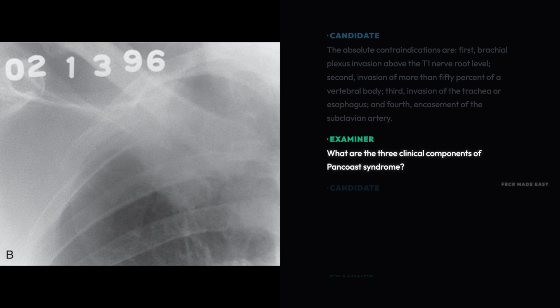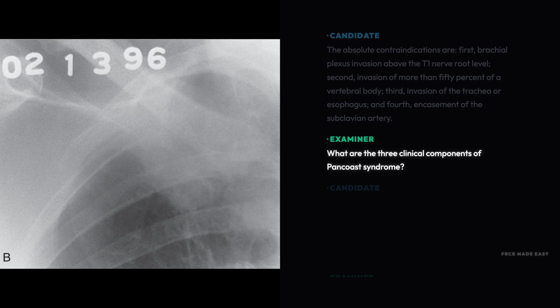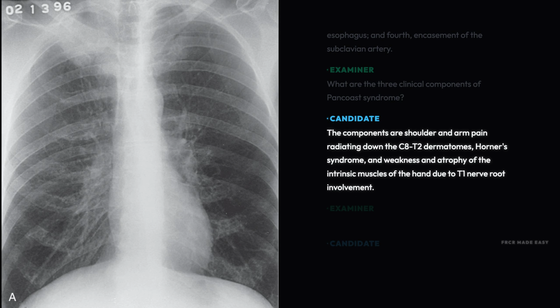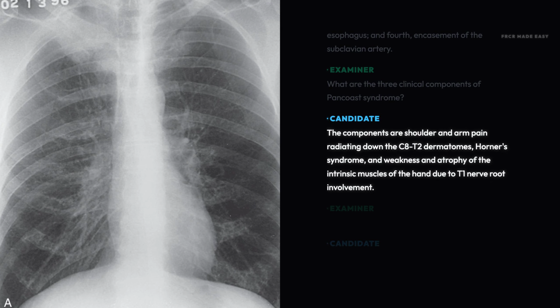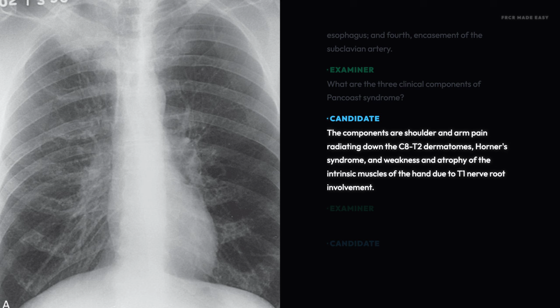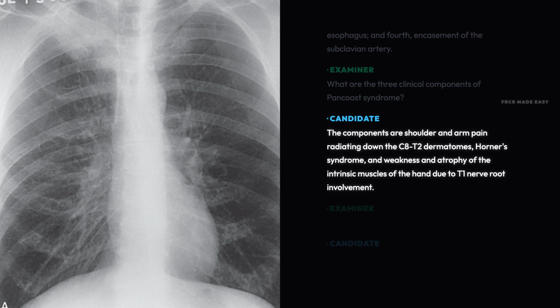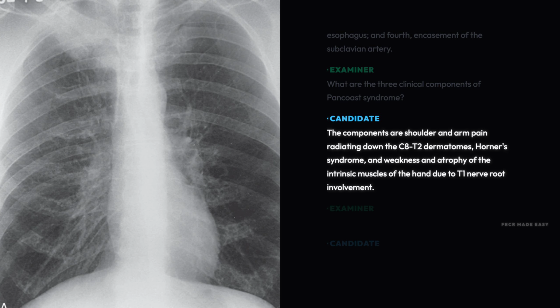What are the 3 clinical components of Pancoast syndrome? The components are shoulder and arm pain radiating down the C8-T2 dermatomes, Horner's syndrome, and weakness and atrophy of the intrinsic muscles of the hand due to T1 nerve root involvement.